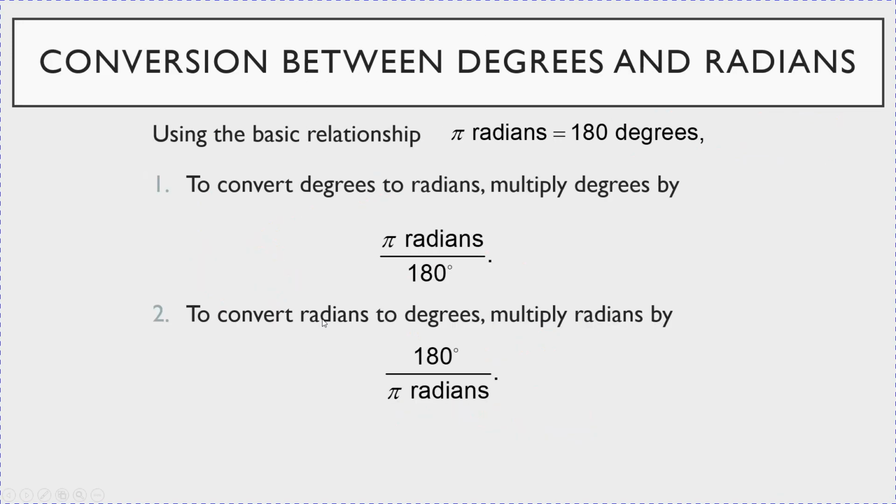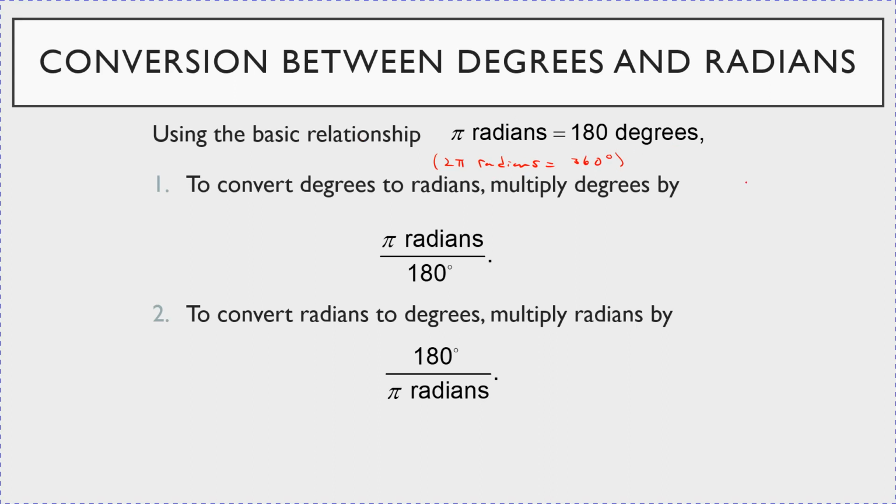Okay, so this is the conversion between degrees and radians. I think I might have said in the previous segment between angles and radians. Sorry about that. I meant degrees. How you switch between degrees and radians. All right. So using the basic relationship, this is what we're going to do here. Pi radians is equal to 180 degrees. Okay. So also note that 2 pi radians is 360 degrees.